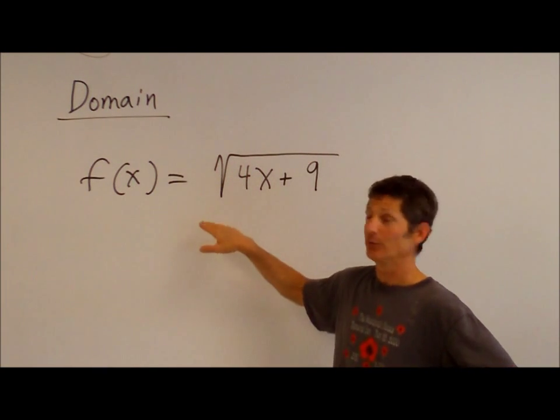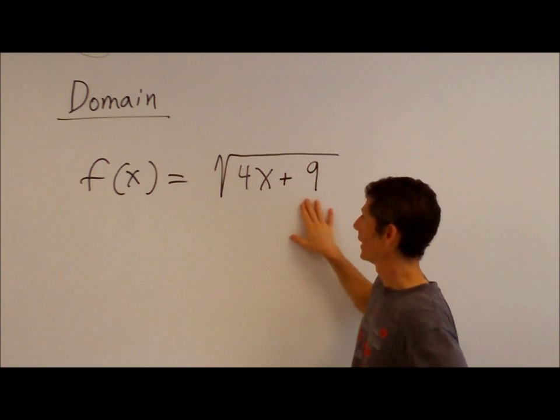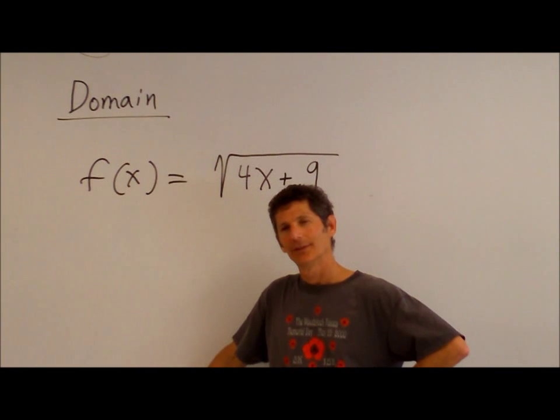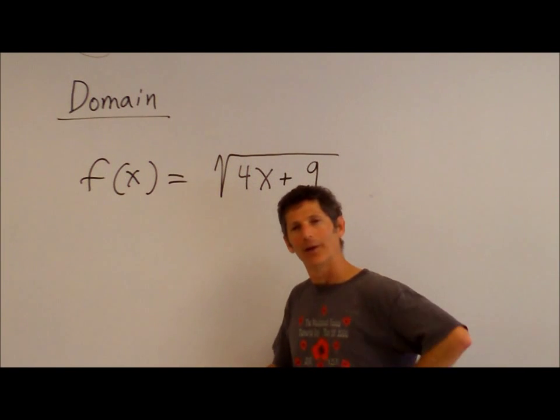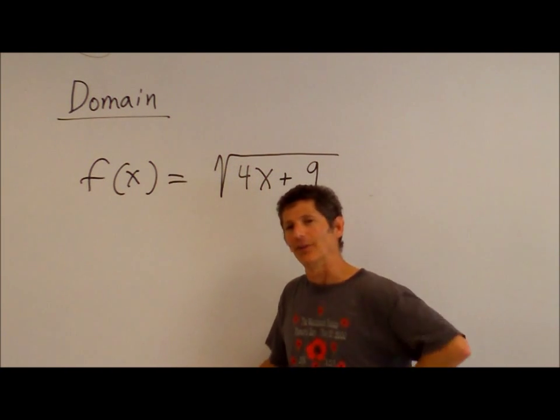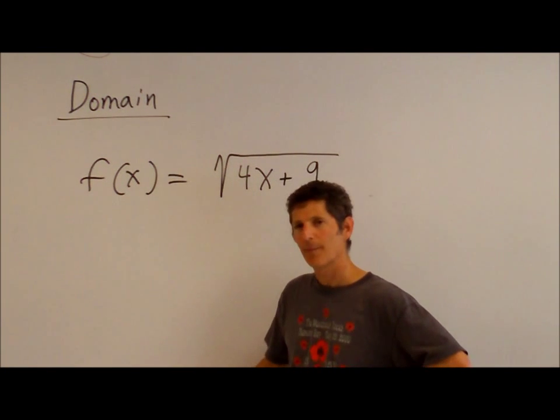Now this is a radical, of course. This means square root of this entire thing, 4x plus 9. Now what's the deal with square roots? Well, let's see. If you take the square root of a negative number, you end up with an imaginary number. That's that i business, isn't it? Yes, i. And remember, since we're dealing with functions, we want to stay in the real numbers.